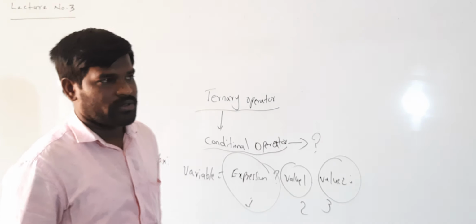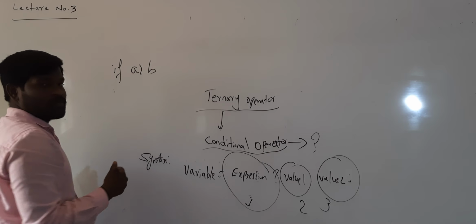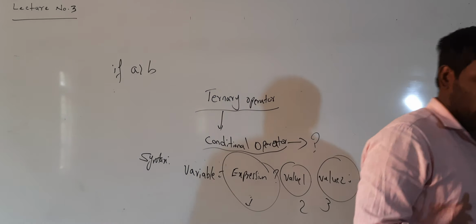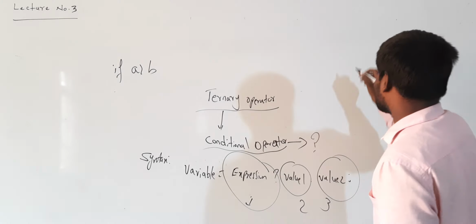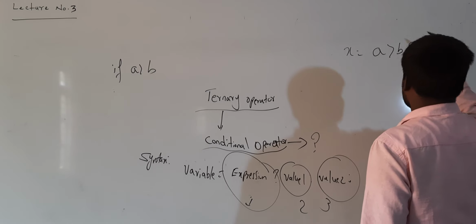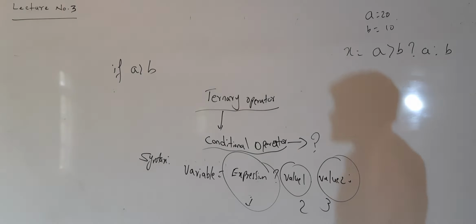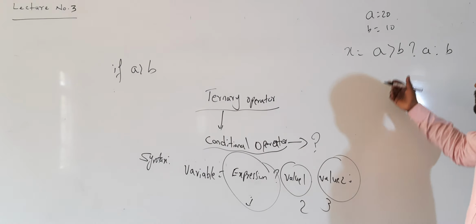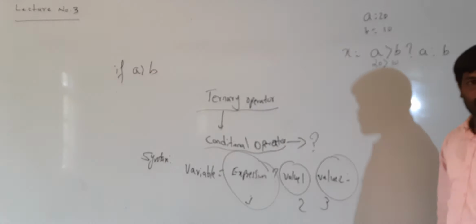For example, to find the largest of two numbers: if a is greater than b, print a is large, else b is large. Or checking whether a number is positive or negative. It is the alternative of the if and else statement. For example, x = a > b ? a : b; here a is equal to 20 and b is equal to 10. Instead of writing if and else statements, I can write one line, the conditional operator. Here a is 20 and b is 10, and 20 is greater than 10.